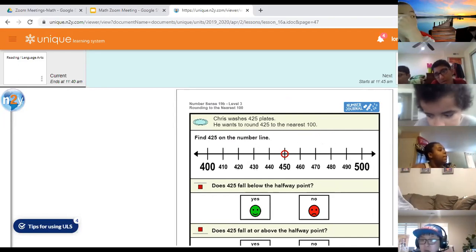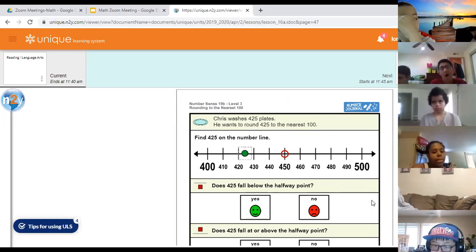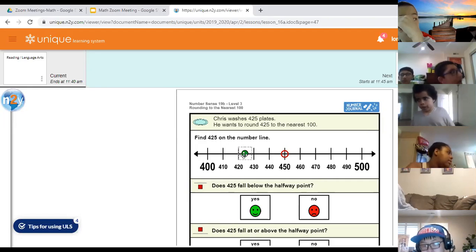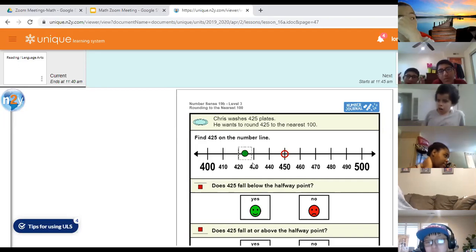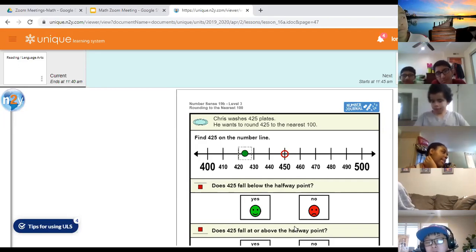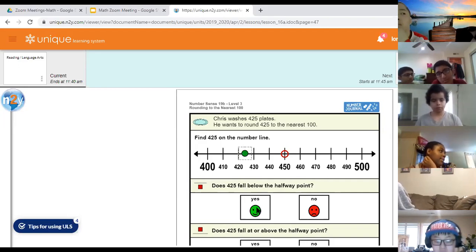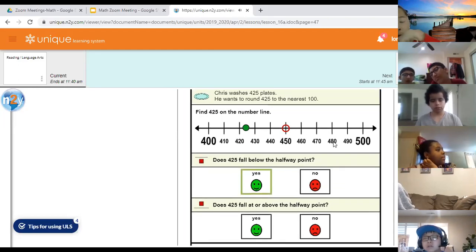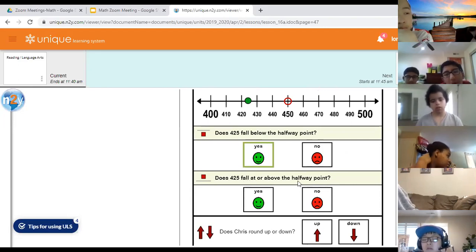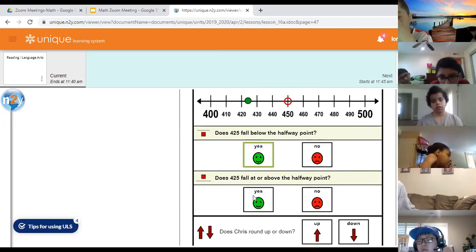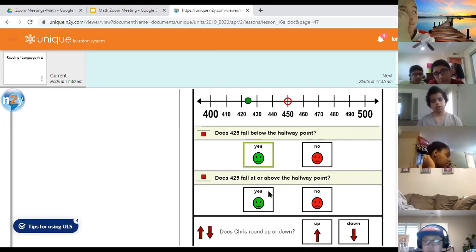Ethan, look at your screen, my dear. Okay, here is 425. Now, does 425 fall below the halfway point? Is it below the halfway point? Yes or no? Yes, okay, good. Now, another question. Does 425 fall at or above the halfway point? Is it above? You said it's below. How about, is it above or at? Yes or no?